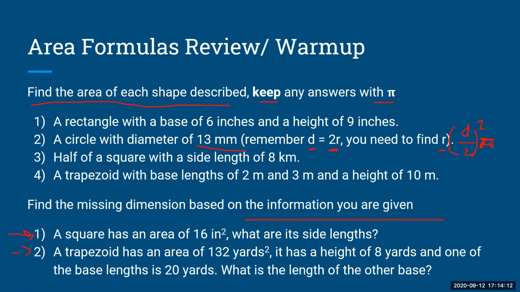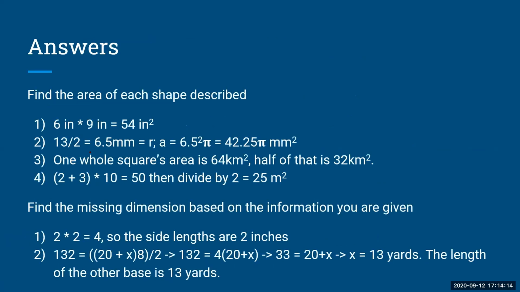All right, I think you guys are done. So here you go, here are the answers. Number 1, very simple: 6 times 9, 54 inches squared. Number 2, obviously, you just find half the diameter. So you get 6.5 millimeters, and then you do 6.5 squared, which gives you this answer: 42.25 pi millimeters squared.